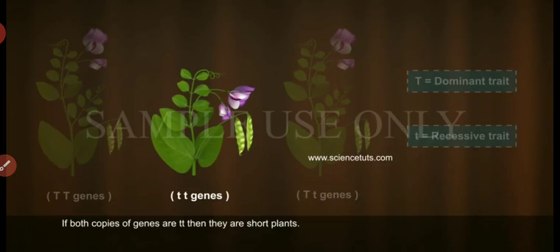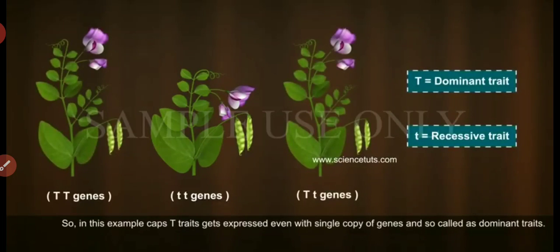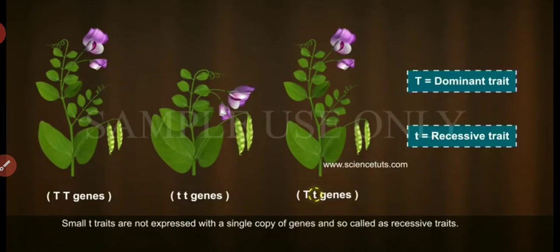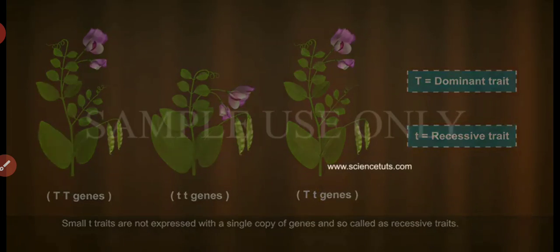If both copies of genes are small tt, then they are short plants. So, in this example, the capital T trait gets expressed even with a single copy of the gene and is called the dominant trait. The small t trait is not expressed with a single copy of the gene and is called the recessive trait.